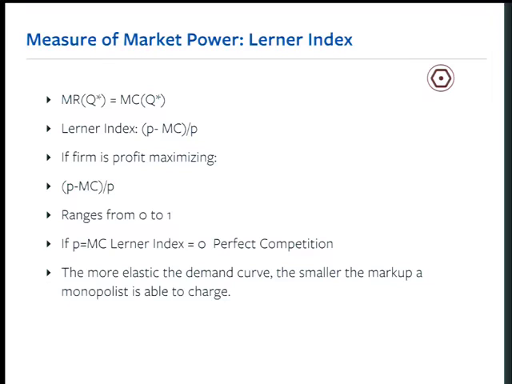Let's say marginal cost is $10, price is $20, right? So price is $20 minus marginal cost of $10. We're at $10, price being $20, we're at 0.5. That means that firm is able to charge twice the price of its marginal cost, right? So the Lerner Index here would be 0.5.